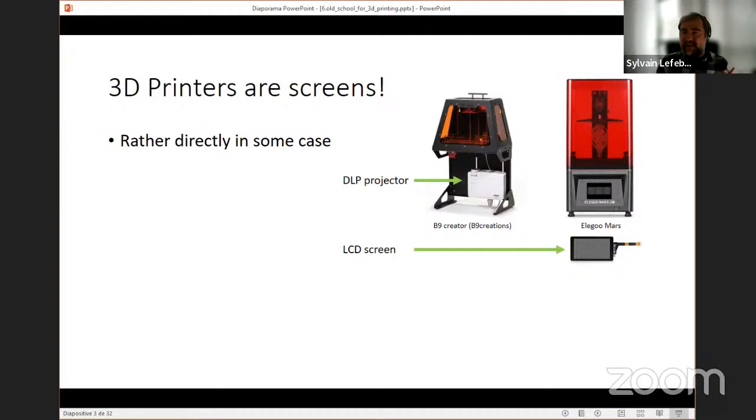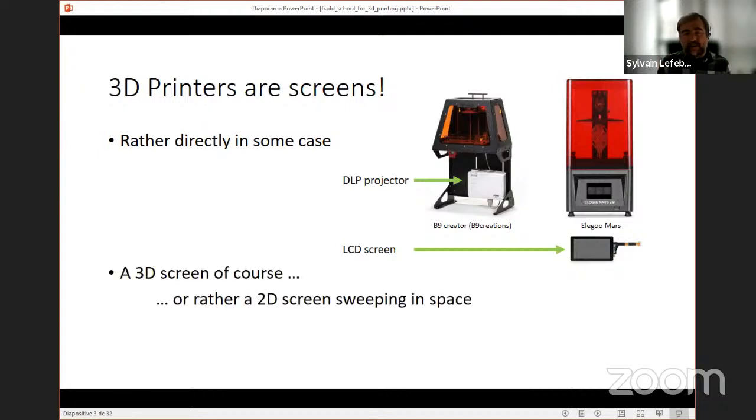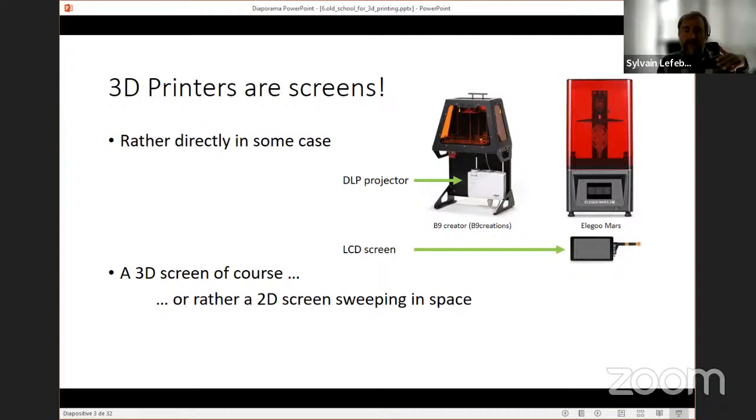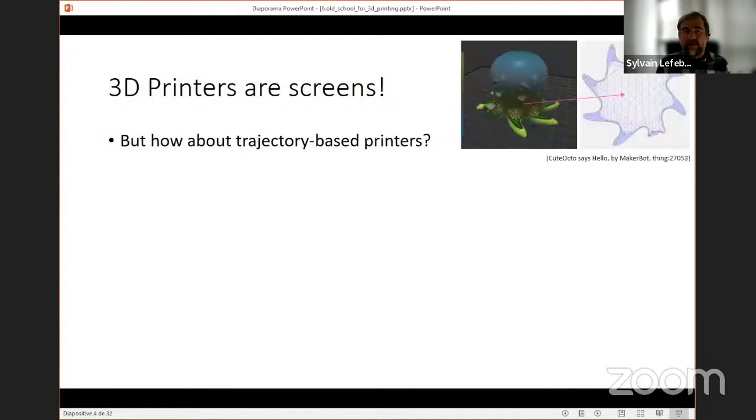And so that means that in a way you have a 3D screen, or rather you have a 2D screen that is sweeping through space, and the sweep of course comes from the platform or the bed of the printer, which is moving up as you generate the layers. And because you proceed layer by layer, this is a discrete sweep, but some printers can also do a continuous motion for that. So you might be wondering then, how about the printers which are using trajectories or toolpaths?